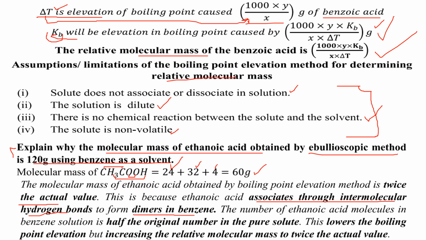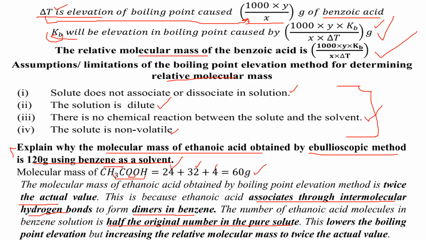That means that if 2 molecules of ethanoic acid combine, we are reducing the number of solute particles by a half. And when we reduce the number of solute particles, the value of the colligative property reduces. And once the value of the colligative property reduces, the value of the relative molecular mass increases. Now we are saying that the number of ethanoic acid molecules in benzene solution is therefore half of the original number of the initial molecules that must be present in that pure solution.